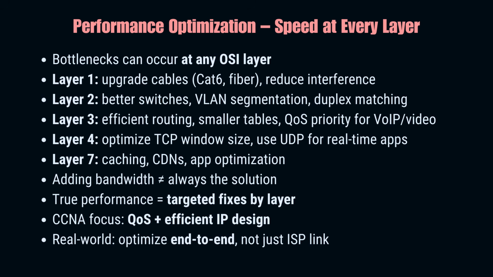Transport layer optimization includes TCP window sizing for high-bandwidth connections and choosing UDP for real-time applications where speed matters more than perfect delivery. Application layer improvements often provide the biggest impact: caching mechanisms, content delivery networks, and application-specific tuning. Remember, adding bandwidth doesn't always solve performance problems. That 10 GB connection won't help you if your application is poorly designed or your switches are overloaded.